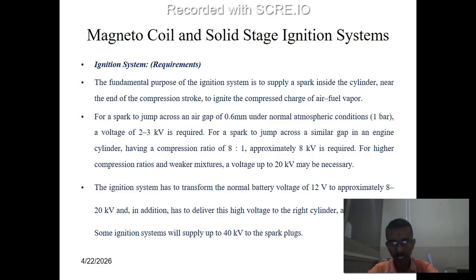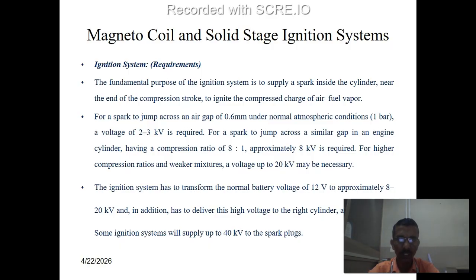For an engine with a compression ratio of approximately 8 to 1, about 8 kilovolt is required. For higher compression ratios and weaker mixtures, voltage up to 20 kilovolt may be necessary. The ignition system has to transform the normal battery voltage of 12 volt to approximately 8 to 20 kilovolt. In addition, this high voltage has to be delivered to the cylinder at the right time. Some ignition systems will supply 40 kilovolt to the spark plug.